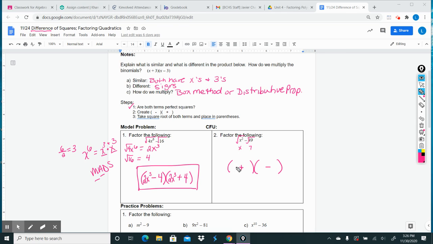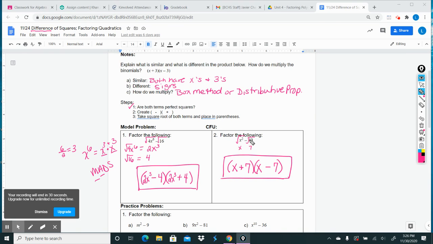Plus sign, minus sign, again, doesn't matter where they are. The square root of x squared is x, that goes in the first position. And the square root of 49 is 7, those go in the second position. And you have your factored form of our difference of two perfect squares, x squared minus 49.